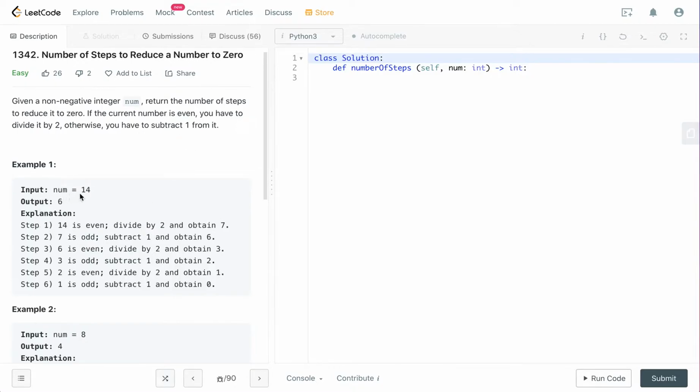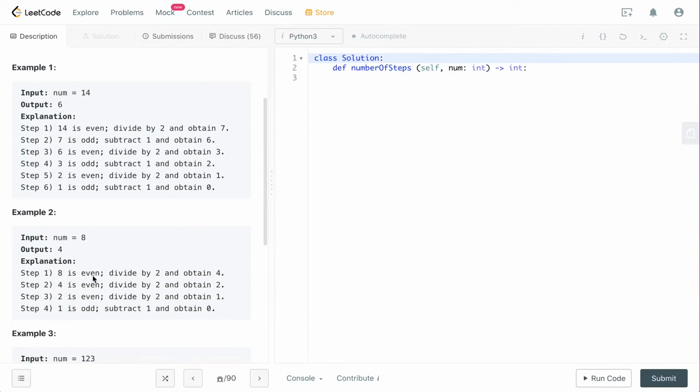So if your input number is 14, the output should be 6 because, well, 14 is even, divided by 2 gets 7. 7 is odd, subtract 1 and obtain 6. 6 is even again, divided by 2 and obtain 3. 3 is odd, subtract 1 and obtain 2. 2 is even, divided by 2 and obtain 1. 1 is odd, subtract 1 and obtain 0. And there are 6 steps, so you output 6.